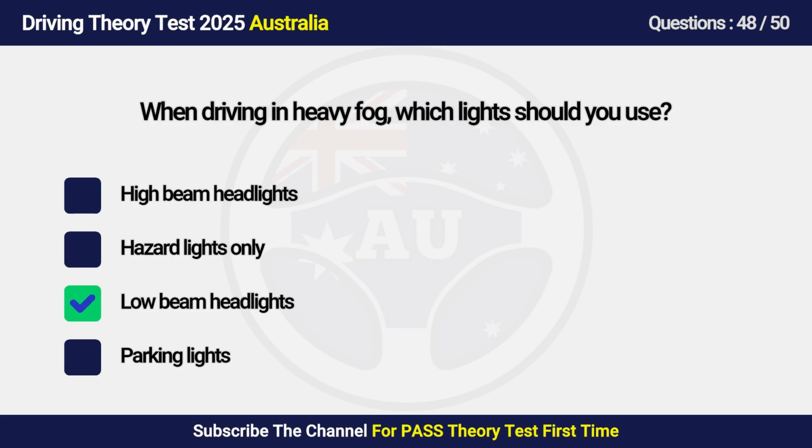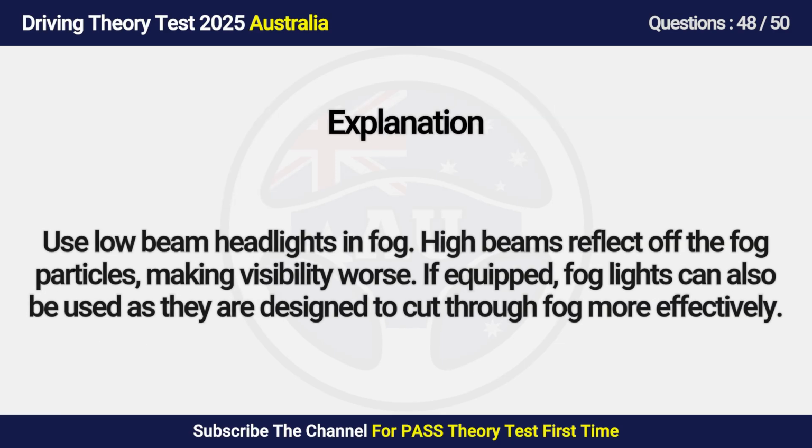Answer is C. Low beam headlights. Use low beam headlights in fog. High beams reflect off the fog particles, making visibility worse. If equipped, fog lights can also be used as they are designed to cut through fog more effectively.